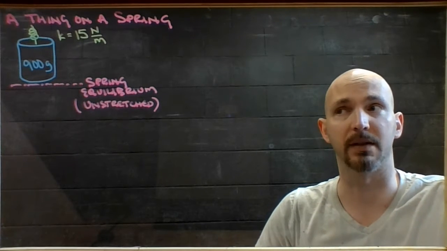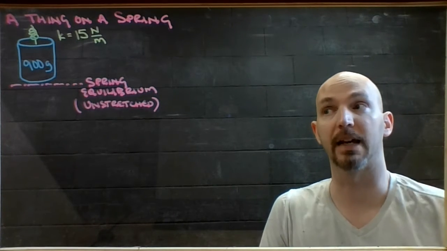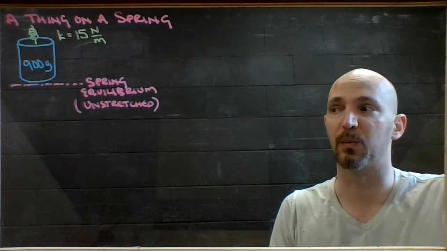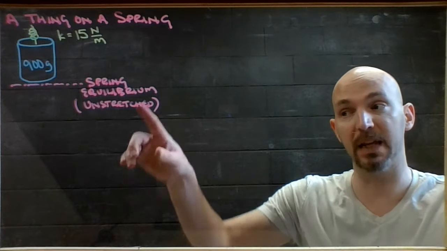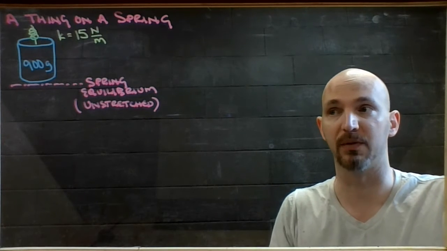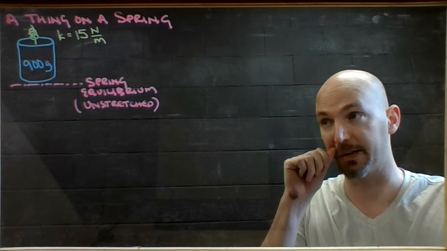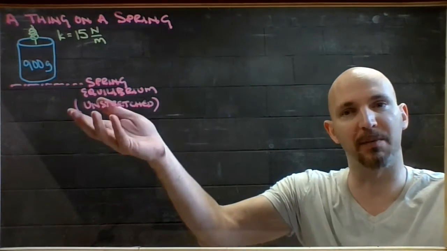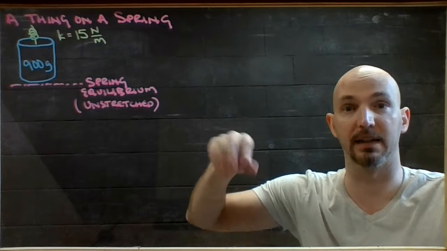We're going to talk about a thing on a spring and how to analyze its energy when it's in its different positions. And we're going to deduce something about the speed at which this thing is able to do what it's doing. So the first thing we need to talk about is what's going to happen if you put a thing on a spring and then let it go.